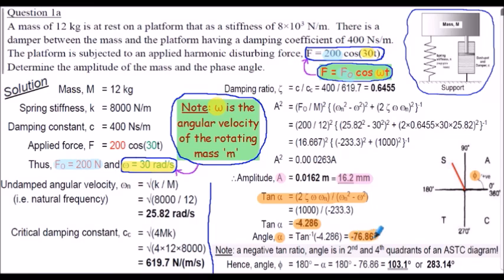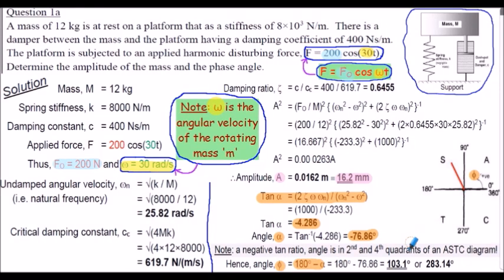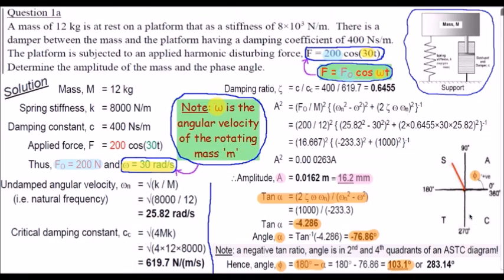We have to subtract that from 180 degrees to find phi. So phi is 180 minus the alpha, and that evaluates to 103.1 degrees, stated to one decimal place, as was the answer in the original question. And that's shown here. A note from our ASTC diagram, there's actually a second angle in the fourth quadrant, but it's usually the first angle stated in the solution.